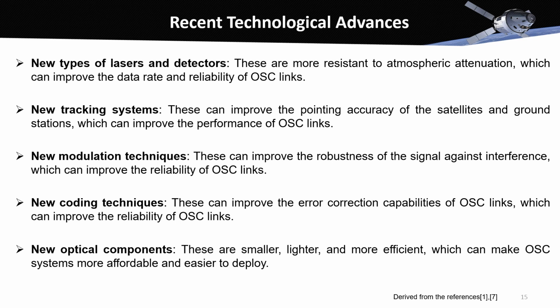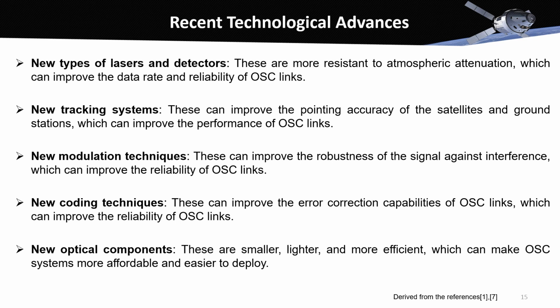On to the next slide, let me explain the recent technological advances. The new types of lasers and detectors. These are more resistant to atmospheric attenuation, which can improve the data rate and reliability of the OSC links. Next one is new tracking systems. This can improve the pointing accuracy of the satellite and ground stations, which can improve the performance of OSC links. Also, the new modulation techniques. This can improve the robustness of the signal against interference, which can improve the reliability of the OSC links.